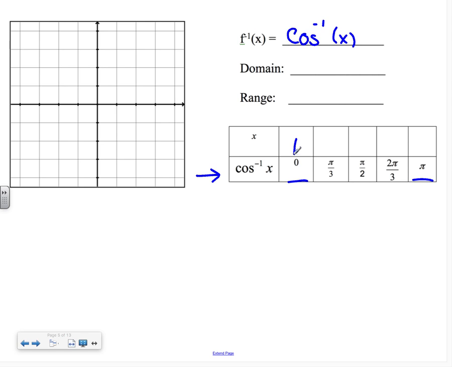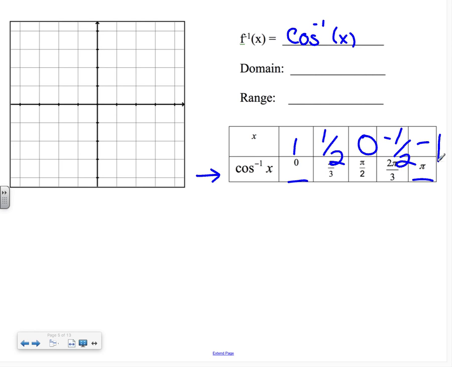1. What's cosine of pi over 3? I picked an easy one on purpose. 1/2. Cosine of pi over 2? 0. Cosine of 2 pi over 3? -1/2. Cosine of pi? -1. So these are now my x's and the angles are my y's.